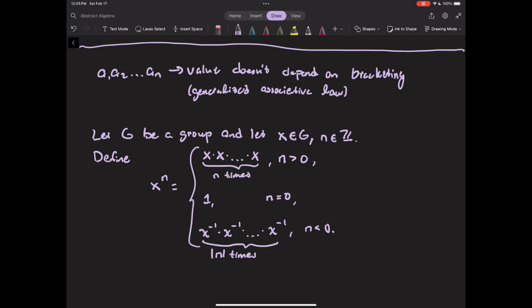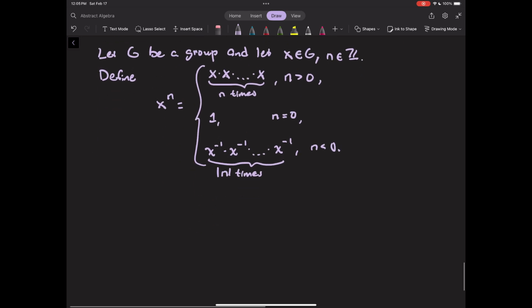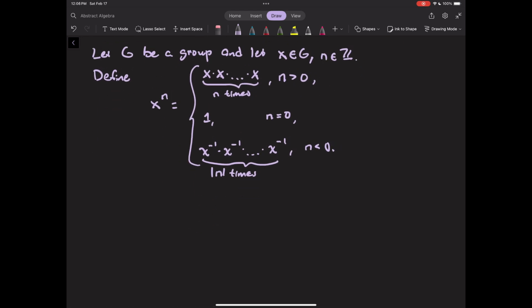We generally will let 1 denote the identity of a group. So I'll make a note. We'll often write 1 instead of E for group identity. Sometimes we might write 0 instead, especially if the group is abelian.